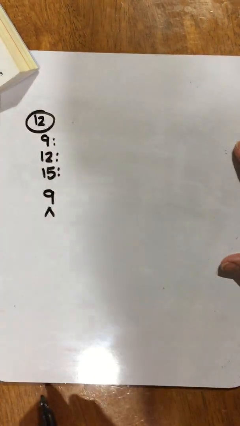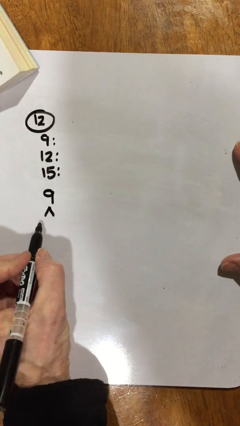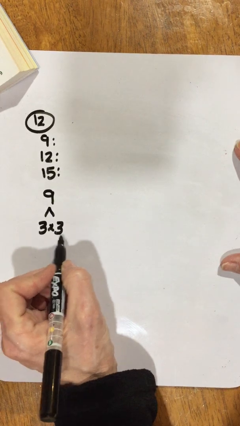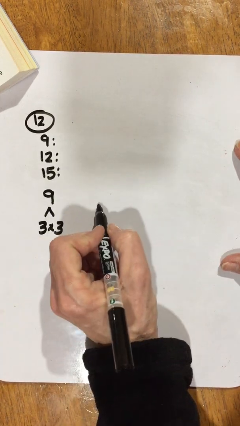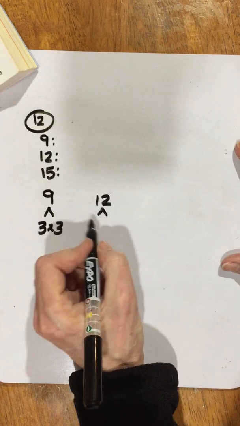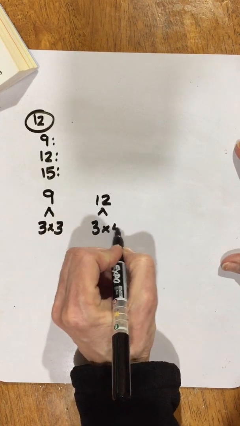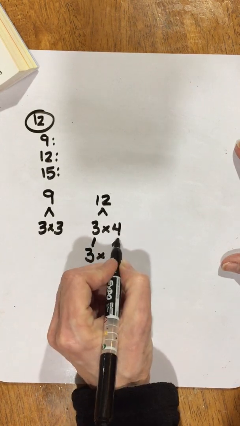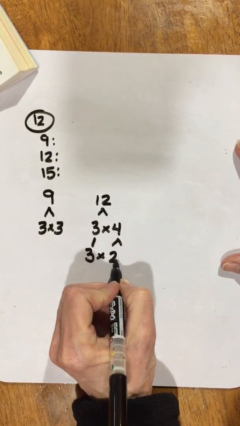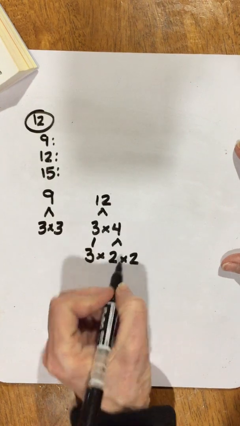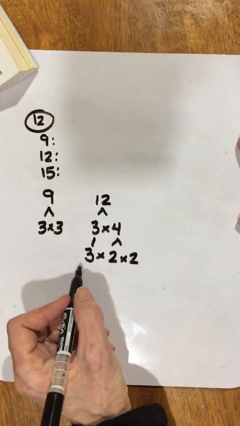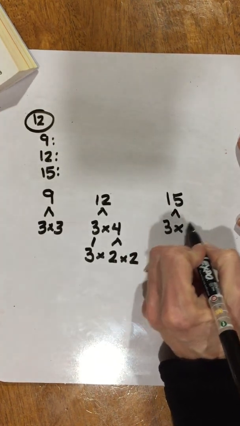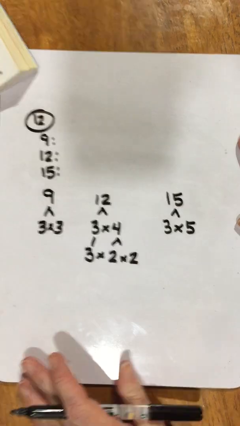So I'll start with 9. 9 is made with 3 times 3. It's the product of 3 times 3. We're done. Those are both prime. 12 is the product of 3 times 4. That's prime. I'll bring it straight down, and I need to break 4 down into 2 times 2. Okay, those are all prime. We are done. And then we have 15. 15 is the product of 3 times 5, and those are both prime.